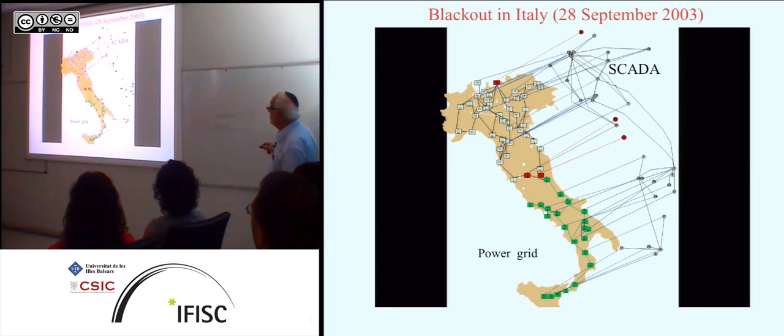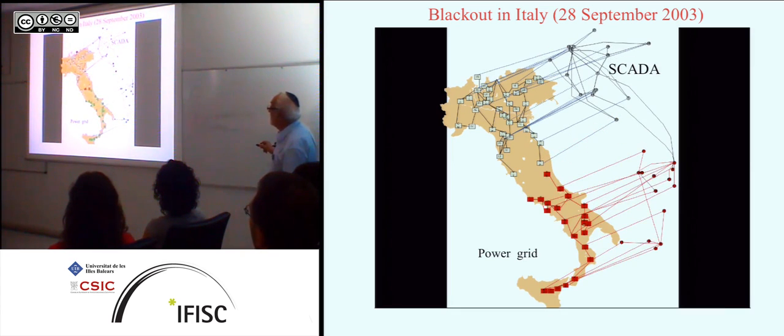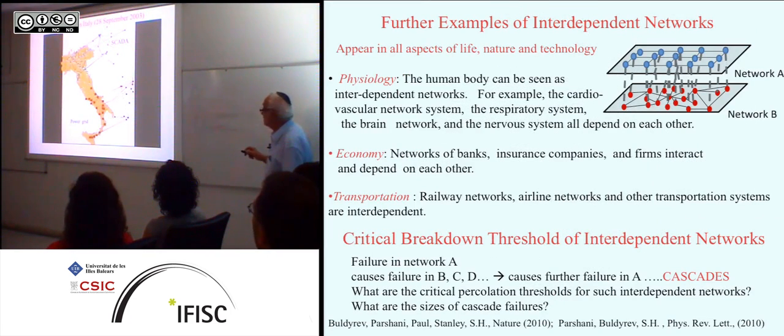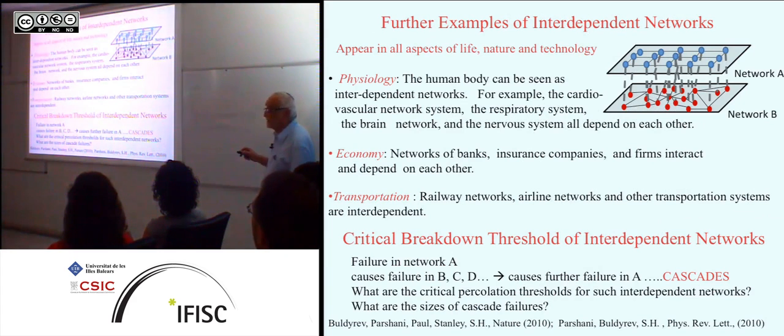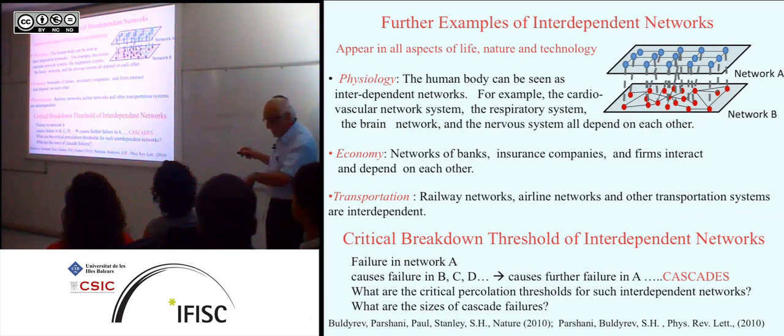You see, this one failed, and this one failed, and this one failed. And now further damage goes to the network, to communication, and suddenly the power grid was split into two, and then they stopped all the power in Italy. So you can imagine that infrastructures, but not only infrastructures, but many other different aspects of life, nature, technology, they have similar interaction between systems.